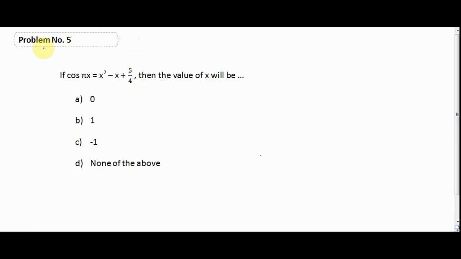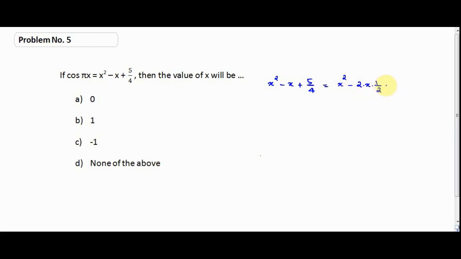Now let's see problem number 5. If cos pi x is equal to x square minus x plus 5 by 4, then the value of x will be. To solve this, let's consider the right hand side. The right hand side is like this: x square minus x plus 5 by 4. Let's rewrite this expression as x square minus 2 into x into 1 by 2. So let's multiply x with 2. To nullify that, we will multiply x again with 1 by 2.